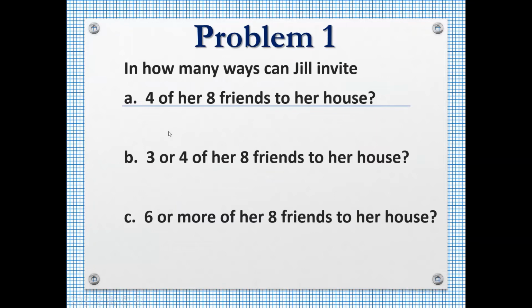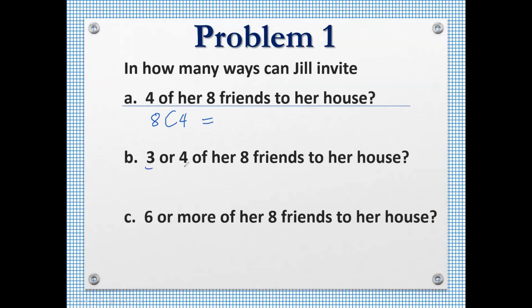So, let's do the first one. 4 of her friends is the very common problem. Like what we did. So, 8 to choose from. There are 8 friends in all. But then, she will only invite 4. So, that is 8C4. So, please compute. We'll get back to that.